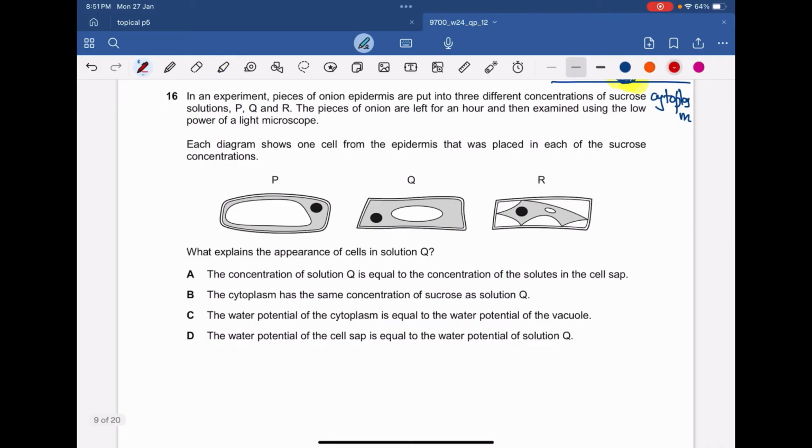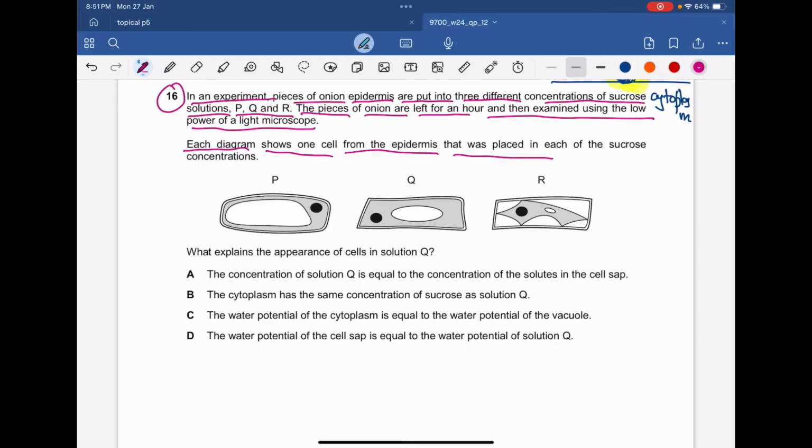Let's now have a look at question number 16. Question number 16 says that in an experiment, pieces of onion epidermis, which is a plant cell, are put into 3 different concentrations of sucrose solutions P, Q and R. The pieces of onion are left for an hour and then examined using the low power of the light microscope. Each diagram shows one cell from the epidermis that was placed in each of the sucrose concentrations. What explains the appearance of the cell in solution Q?